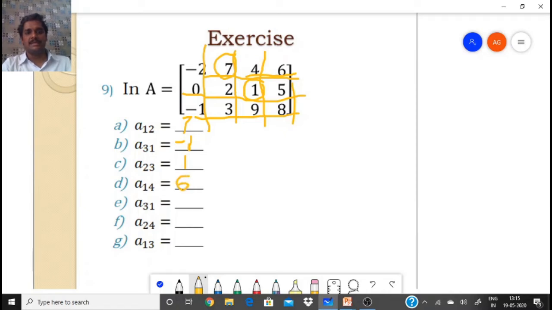Next is A31. A31 is the element present in third row first column. That is -1. A24 is the element present in second row fourth column. Second row fourth column, you all can see the value is 5. Element is 5. Next is A13. A13 is the first row third column element. First row third column element is 4. So the answer is 4.